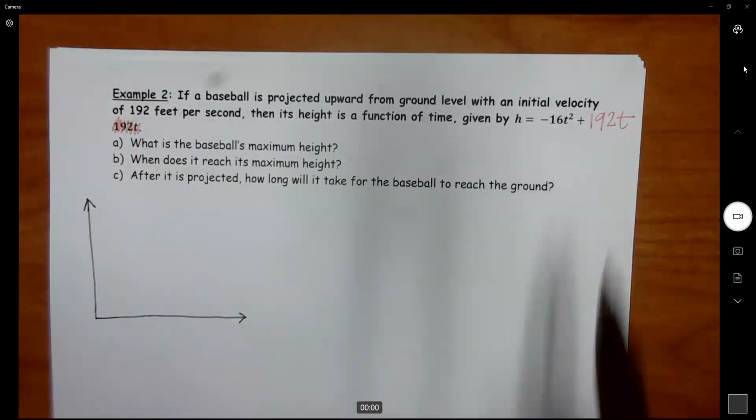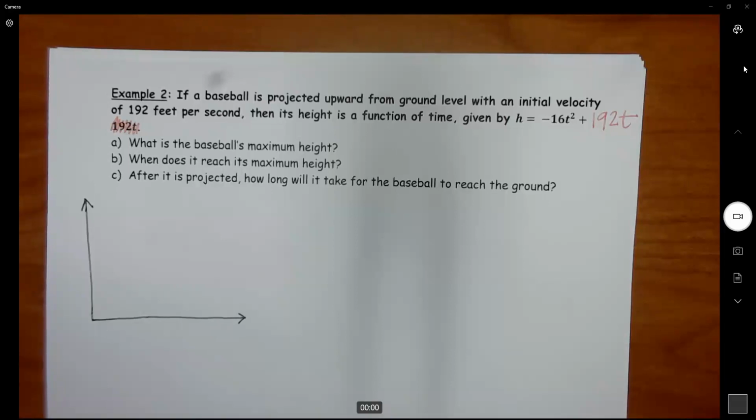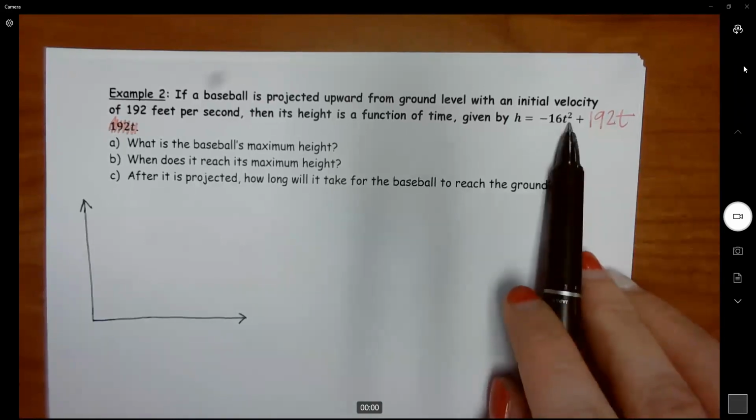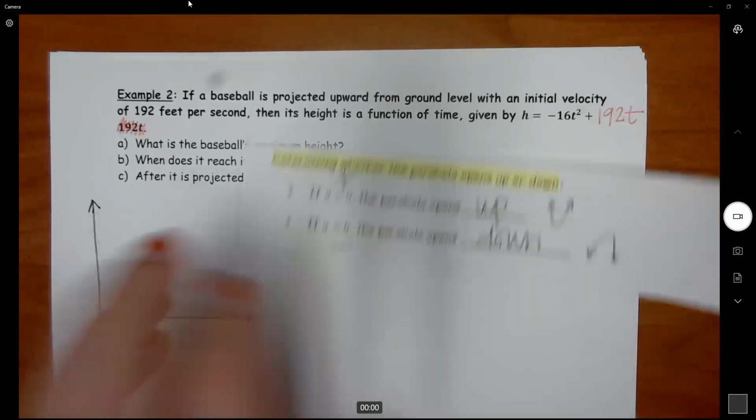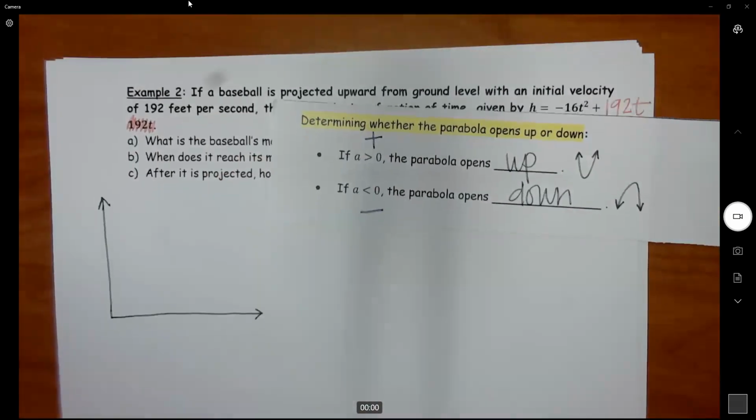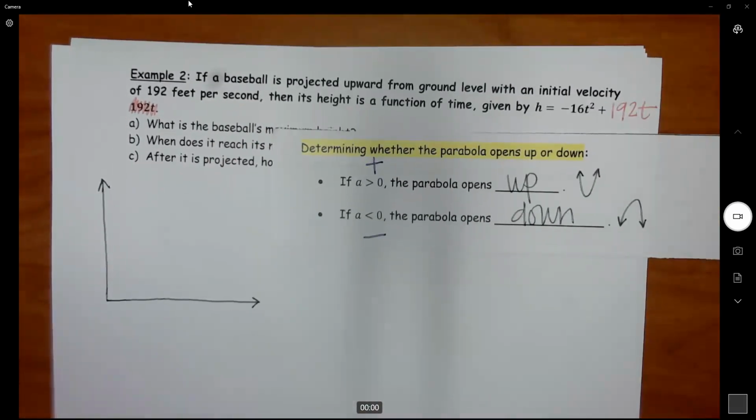When I see this equation here, I know it is a quadratic. So I know when I graph, it's going to make a parabola, which is a U shape. And I know that because of the squared variable here. So is this parabola going to open up or open down?